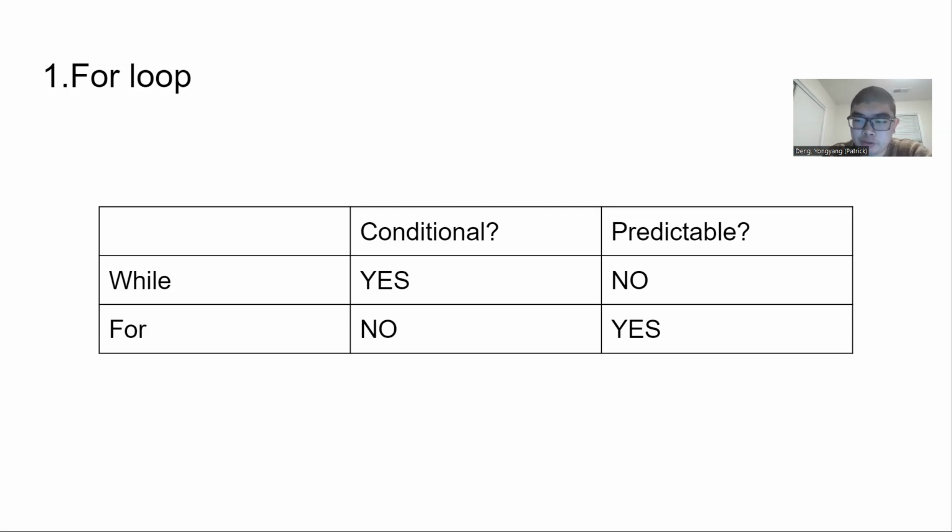But for a while loop, every time I give you different values, the number of times of looping may change. For a for loop, every time you give it the variable with different values, the for loop will still loop 100 times, because the variables with different values cannot change the number of times the for loop runs. We don't have conditions to evaluate, so it will be set as usual. So this is conditional and predictable.